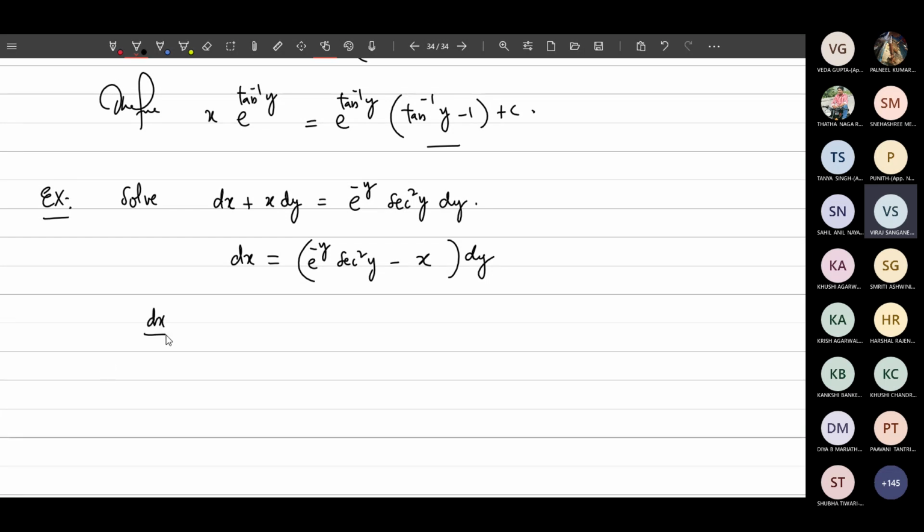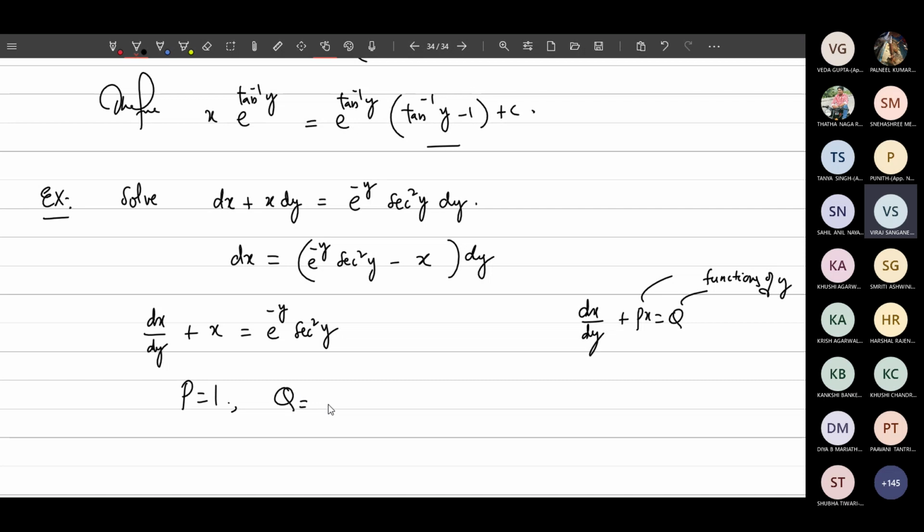so that dx by dy plus x, you bring it to the left hand side, the rest on the right hand side, e power minus y secant square y. Now if you compare this equation with dx by dy plus px equal to q, where p and q are functions of y, then p equal to 1 here because of the coefficient of x, and q equal to e power minus y secant square y.